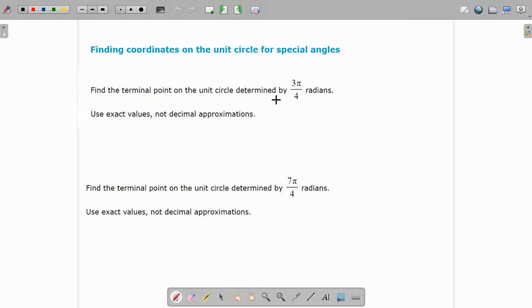Find the terminal point on the unit circle determined by 3 pi over 4 radians. Use exact values, not decimals. Sorry about that, excuse me. So terminal point, they're looking for the x and y. All right, so it's 3 pi over 4.